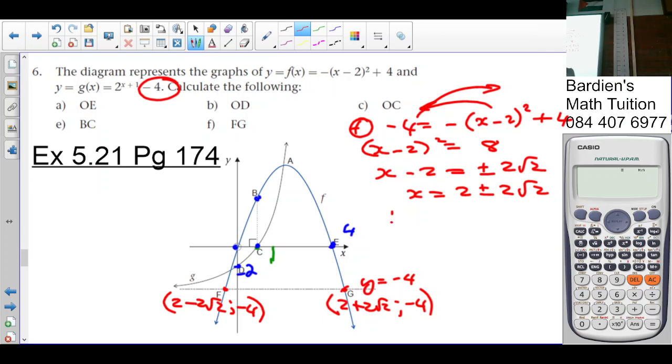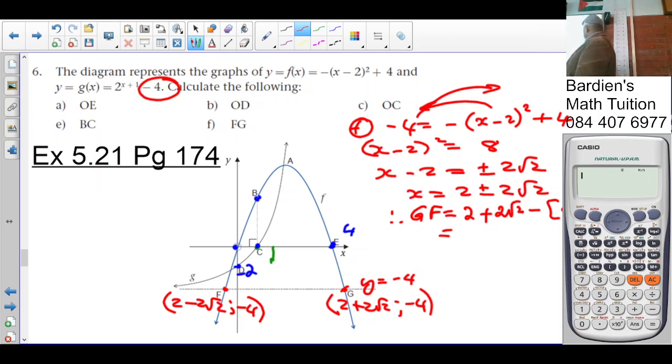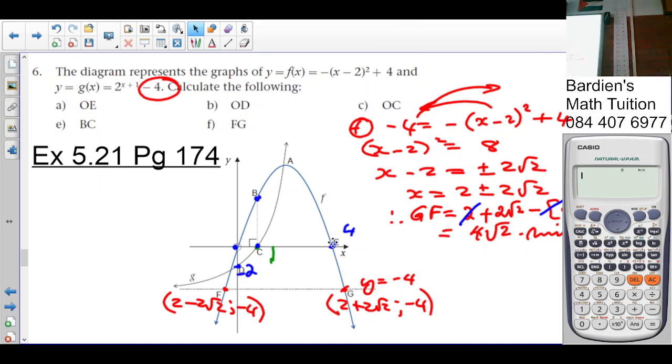So to get the distance of GF, since the y's are the same, we just subtract the two x values. So it's going to be 2 plus 2 root 2 minus bracket 2 minus 2 root 2. Bracket, because there's more than one term following a negative sign. Multiply this in, that of course cancels, giving you an answer of 4 root 2 units. If you want, you can punch it in the calculator and get the decimal equivalent of that.